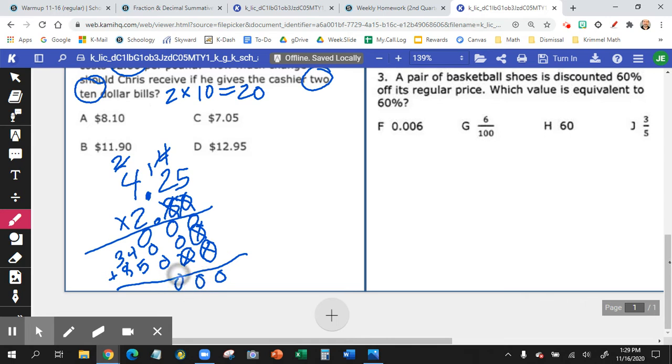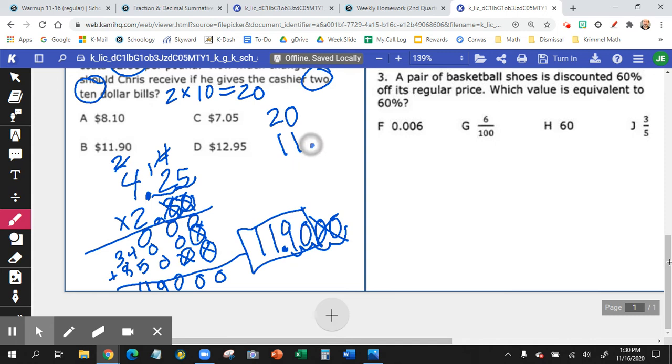0, 0, 0, 9, and then 11. I probably should have written that a little smaller up there. So our number is 1, 1, 9, 0, 0, 0. Now we count up our decimal place values. 1, 2, 3, 4. 1, 2, 3, 4. So we have $11.90. We have $20.